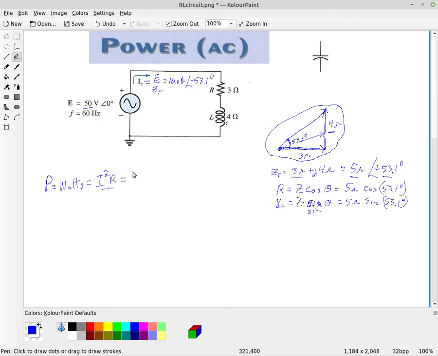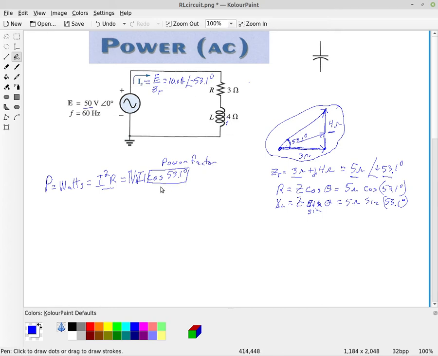Now, if you wanted to calculate it using the voltage and the current, it would be the voltage times the current, the magnitudes of these. So these are the absolute values. It would be the magnitude of the voltage times the current times the cosine of this angle. In this case, it's 53.1 degrees. Okay, so this right here is what they refer to as the power factor. The power factor is the cosine of the angle.